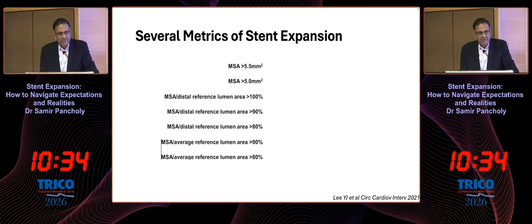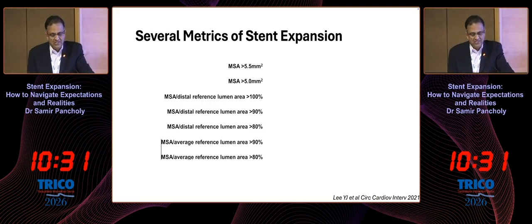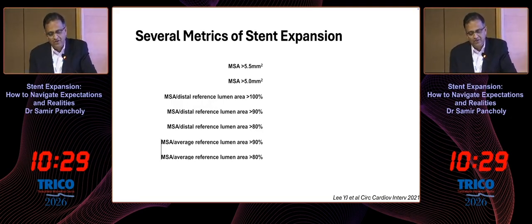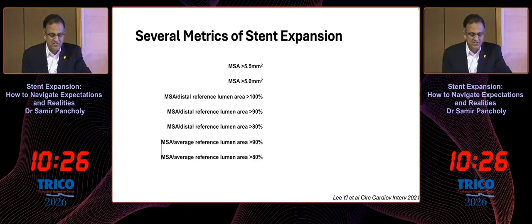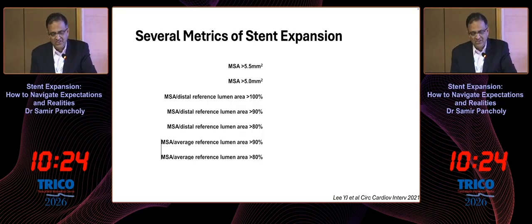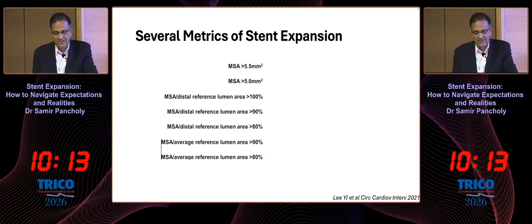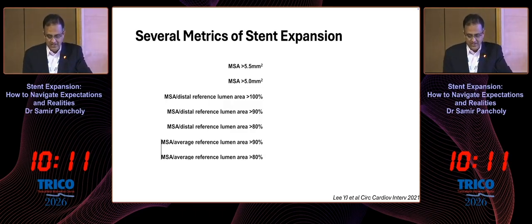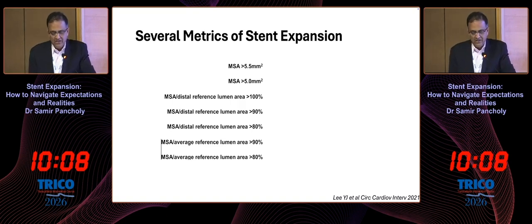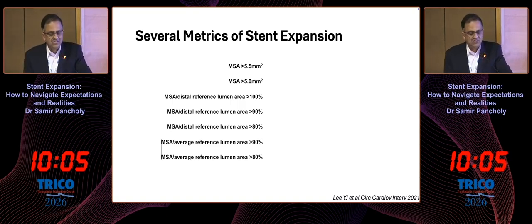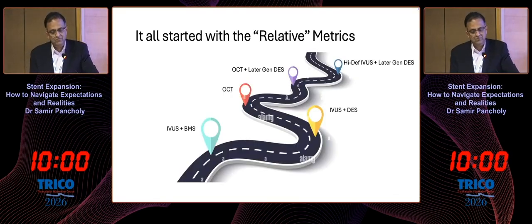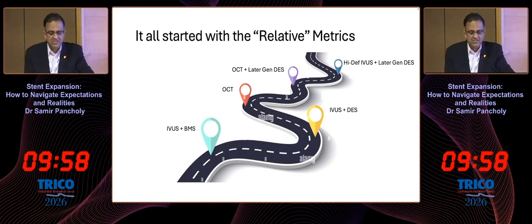This is where it gets very confusing. There is at least 7 different numbers in this lineup here, and every one of them is true. Every one of them is considered a gold standard by somebody in the respectable mix of coronary imaging experts. 5.5 millimeter square area, 5 millimeter square, reference greater than 100%, 90%, 80%. You keep going, and if you're a new beginner at this imaging platform, your head would spin saying, what do I do? So let's trace back a little bit to the history and say, where did it all start?